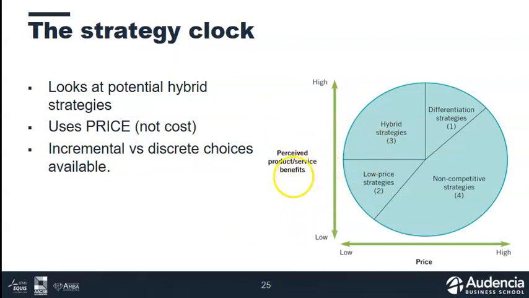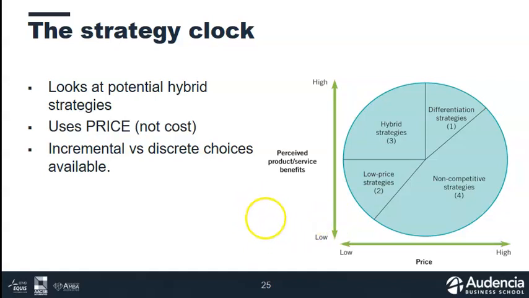Another thing that's nice to see is that I mentioned before that if you have low cost, it doesn't mean you have low prices. Well, Cliff Bowman asked, what if we were to look at strategy not at cost but at prices? And so he developed what's called the strategy clock. It basically positions people on a price and perceived benefit quadrant.